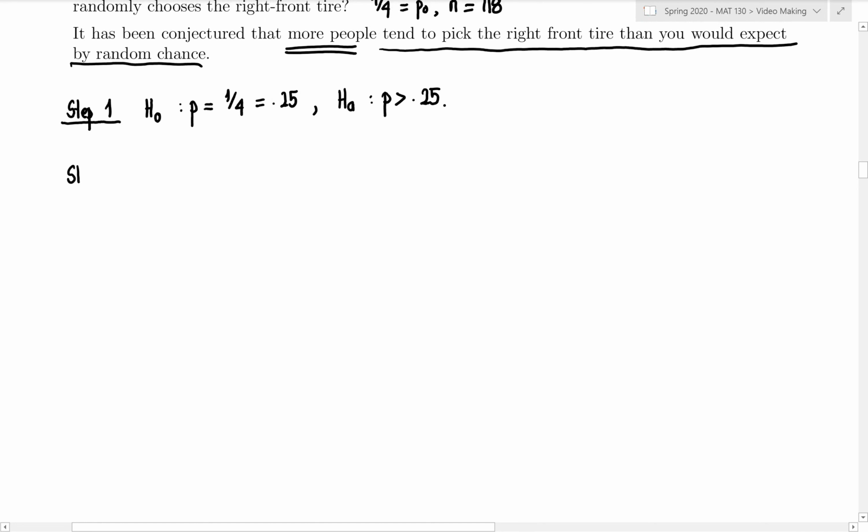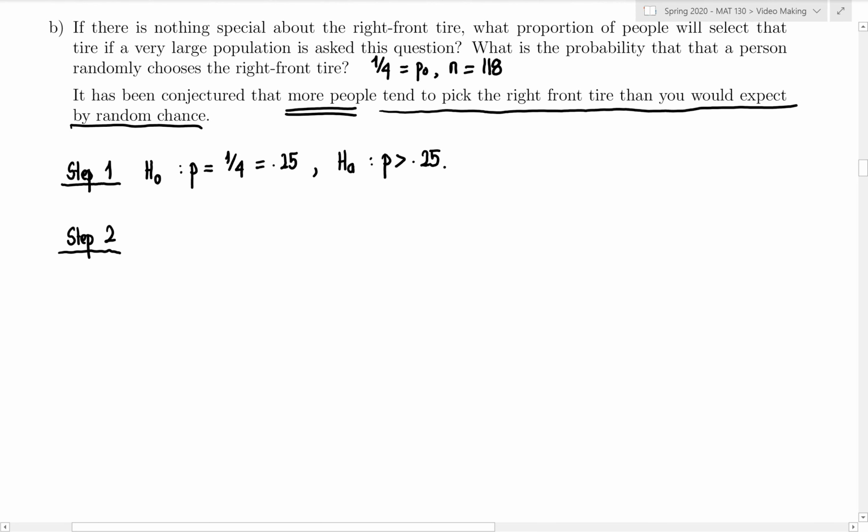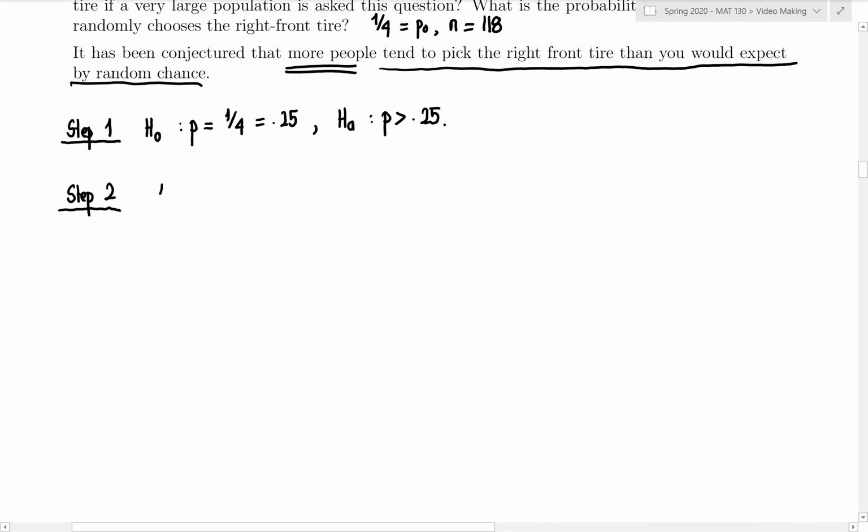Now step 2 is to state our significance level. However, in this particular example, no significance level has been specified, which means we're going to be working with alpha equal to 0.05.